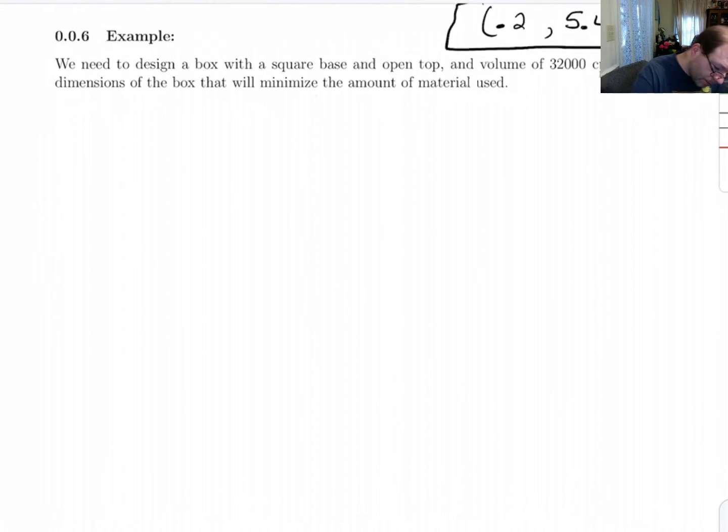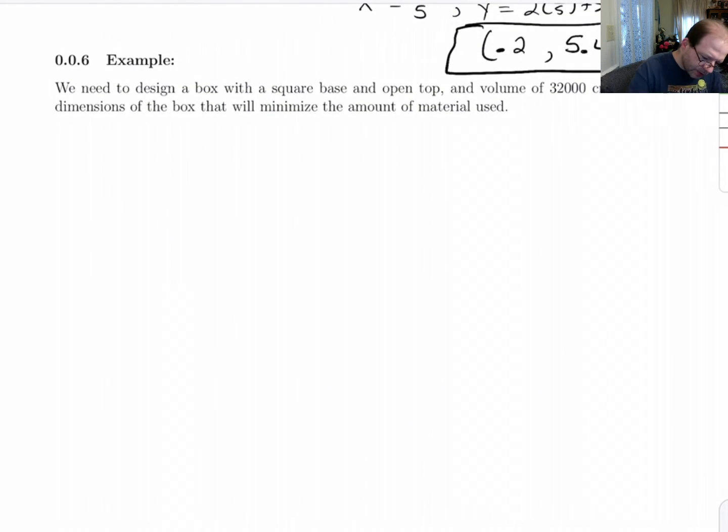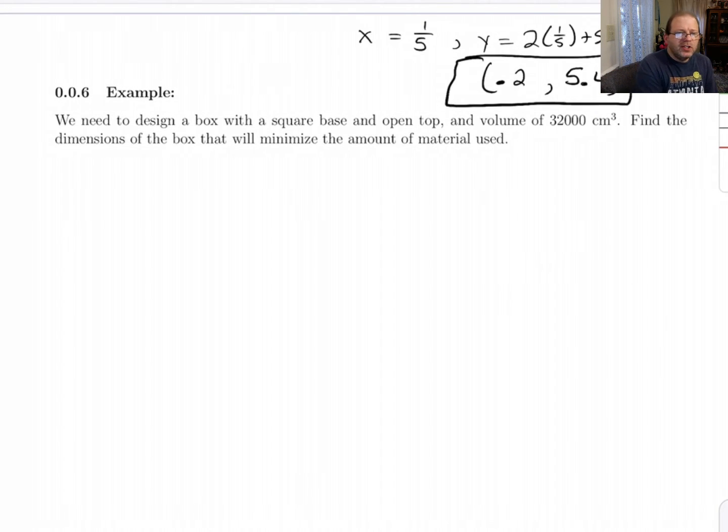All right, let's see this next one. I think this next one's the last example. Yeah, let's look at this. Okay, we need to design a box with a square base and an open top and a volume of 32,000 cubic centimeters. Find the dimensions of the box that will minimize the amount of material used.